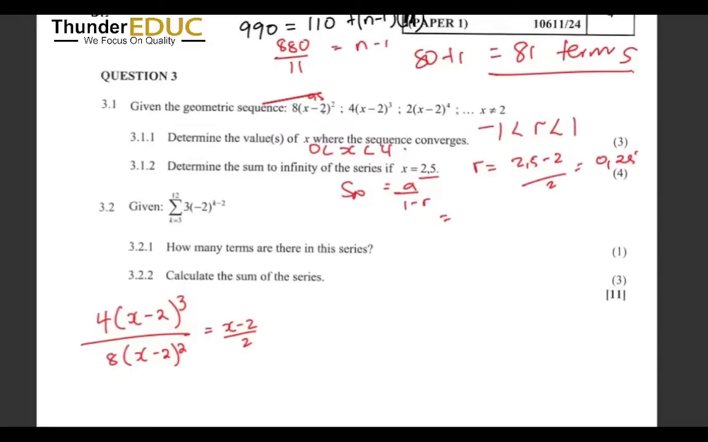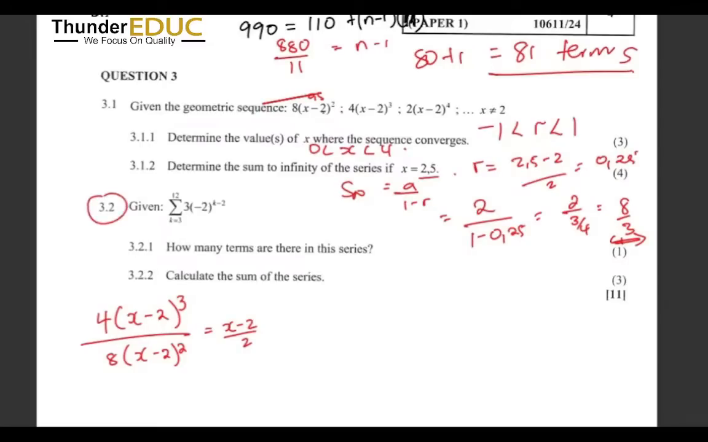So what we're going to do is just substitute: a is 2 over 1 minus 0.25, which is 2 over 3 over 4, which is the same as 8 over 3, or you can give it as 2.667. So that will be the sum to infinity.